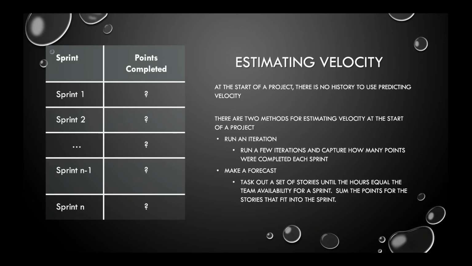In order to estimate velocity without any historical metrics, the team has two options. If there is time, the team can simply execute a few sprints pulling stories from the backlog in priority order. They can simply capture how many points were completed. If velocity is needed more quickly, the team can estimate a few stories in detail until the total hours estimated equals the hours available in the sprint time box for the team. The total points of the estimated stories will equal the estimated velocity.